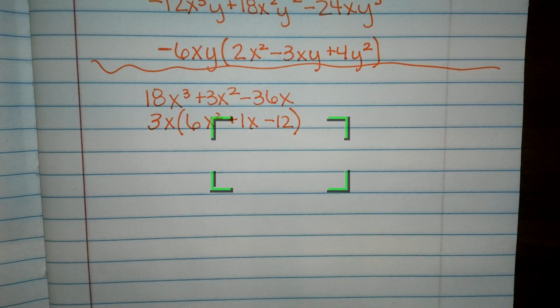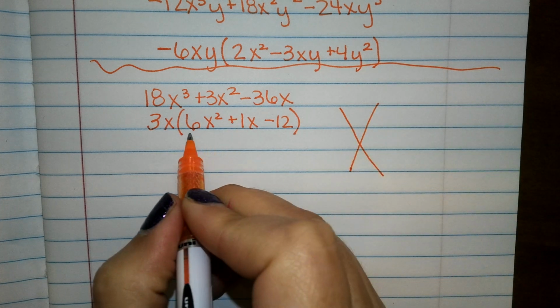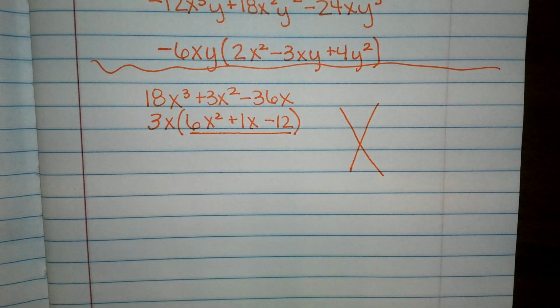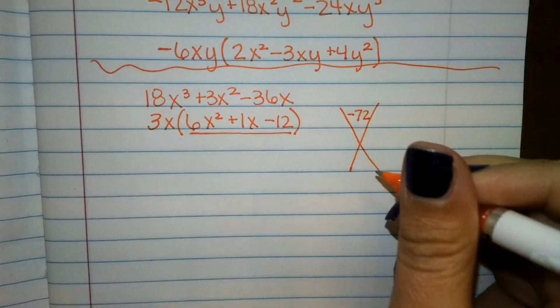Now, we need to see if we can factor this further. We're going to make the x, and then we're going to use a box if we need to. So I'm going to make my x, so we're going to our new smaller version. So I've got 6 times negative 12 is negative 72, and I have 1 on the bottom.